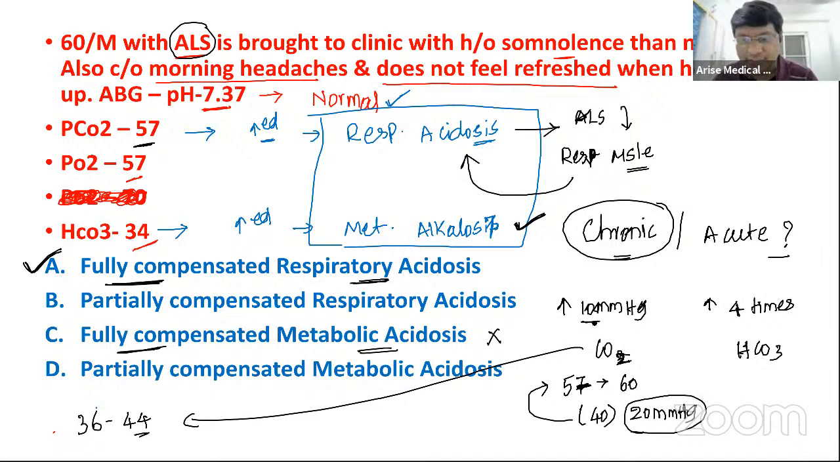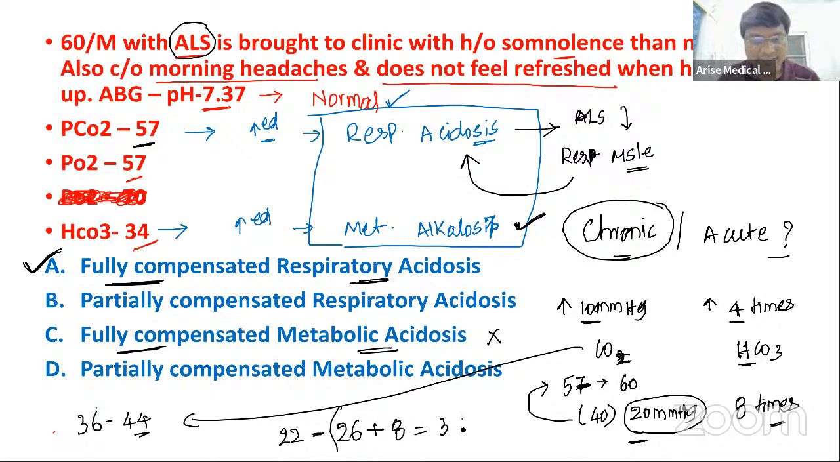So for 10 millimeters of mercury increase, there should be increase in bicarbonate by 4. If there is 20 millimeters of increase in your carbon dioxide, the bicarbonate will become 8 more, right? 8 more. What is the normal bicarbonate value? The upper limit of your bicarbonate value is 26, as the range is 22 to 26, right? In this patient, I will take 26 as the upper limit normal value. So if I add 8 to the 26, how much does it become? 34. What is the patient's bicarbonate? It is 34. Patient bicarbonate is 34.